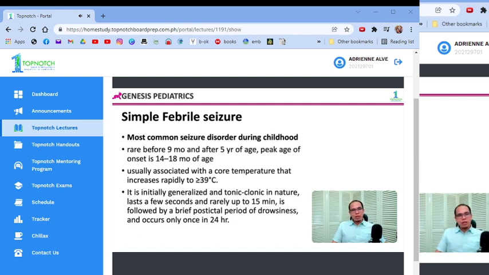Okay, and if you have a patient still continuing to have BFC beyond 5 years of age, baka hindi na BFC yan. Baka may epilepsy syndromes na yan. Okay, so you have to work those up. Okay, and you have to fulfill this criteria. It's usually generalized tonic-clonic. It shouldn't be focal. And how would you know if it's focal?